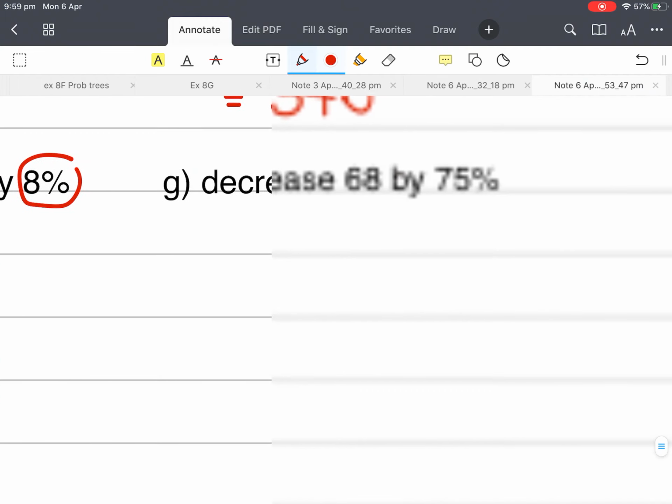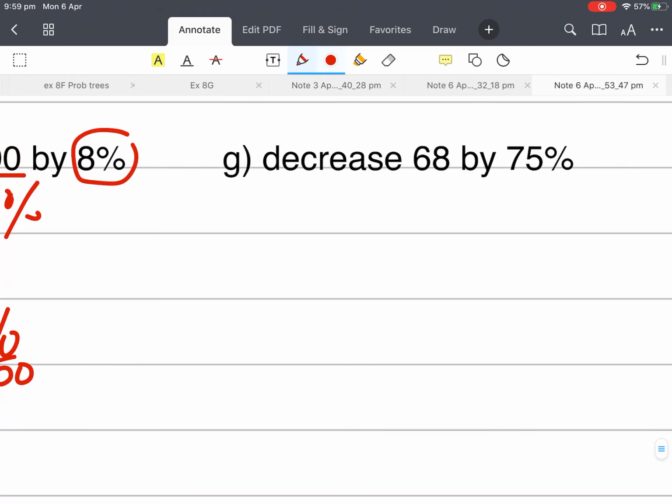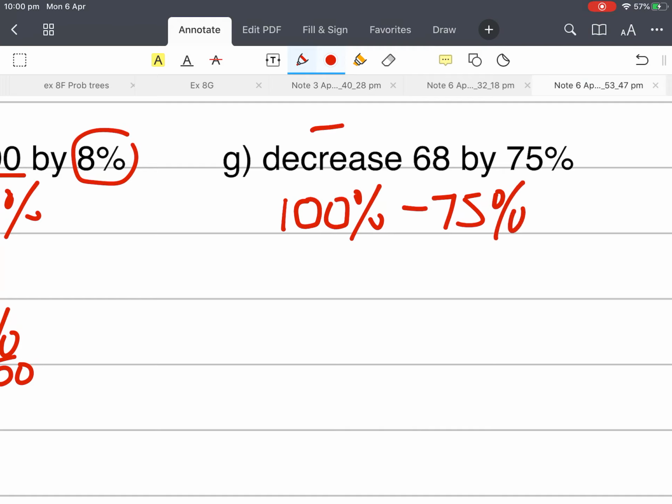Okay, let's try G. There we go. Decrease 68 by 75%. So I'm going to do my percentage first. 100%. Decrease means to minus, so I'm going to subtract by 75%. 100 minus 75, do that on your calculator, and you get 25%. Beautiful.